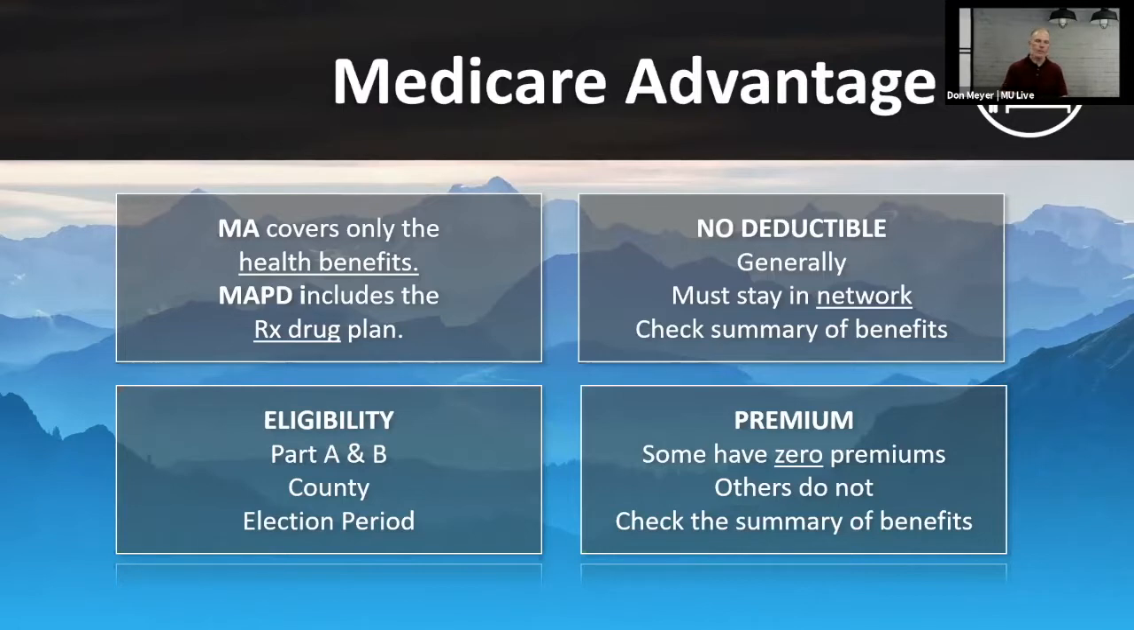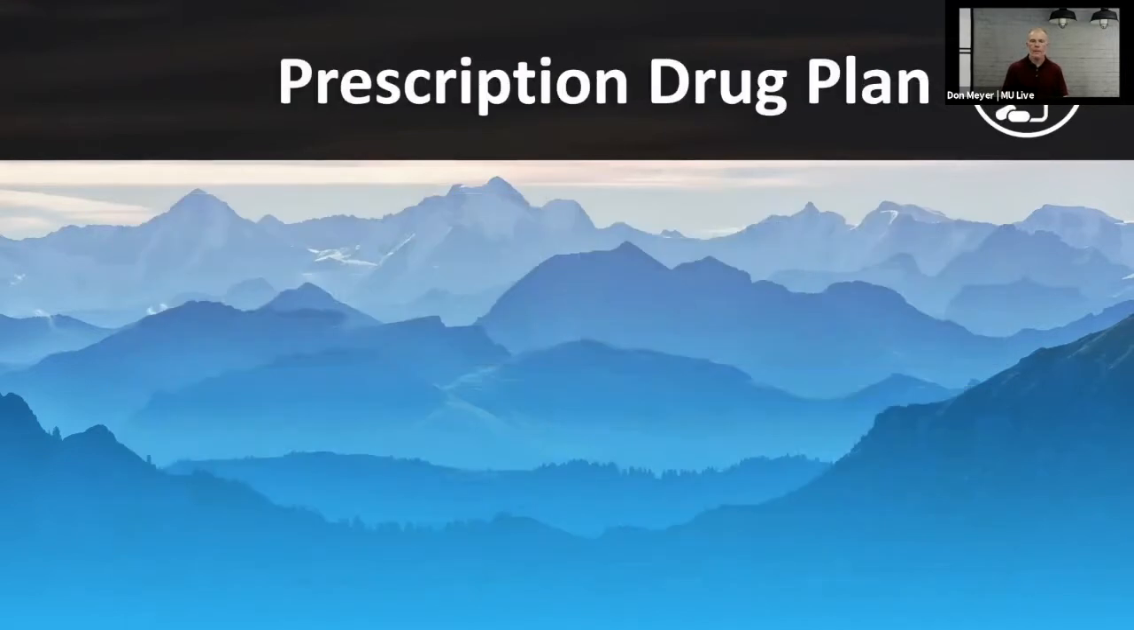Now, the other thing to note about Medicare Advantage plans is that their benefits and their premiums and everything that goes with them is all delineated by the county that the person lives in. All right? And in order to get one of these plans, you must have an election period. We're going to talk a lot about election periods.